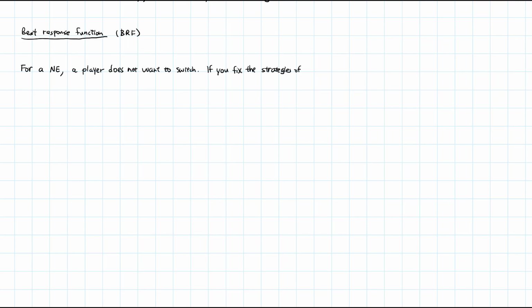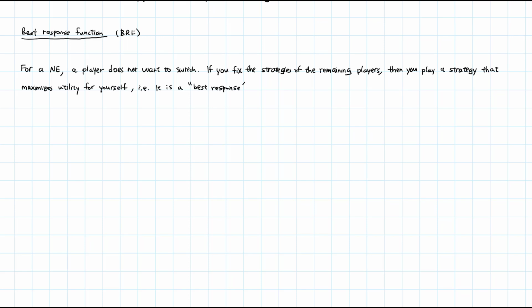Now, one tool that is helpful in finding a Nash equilibrium is the best response function. For a Nash equilibrium, a player does not want to switch. So if you fix the strategies of the remaining players, then you will be playing a strategy that maximizes the utility for yourself. In other words, it is a best response to the fixed strategies.